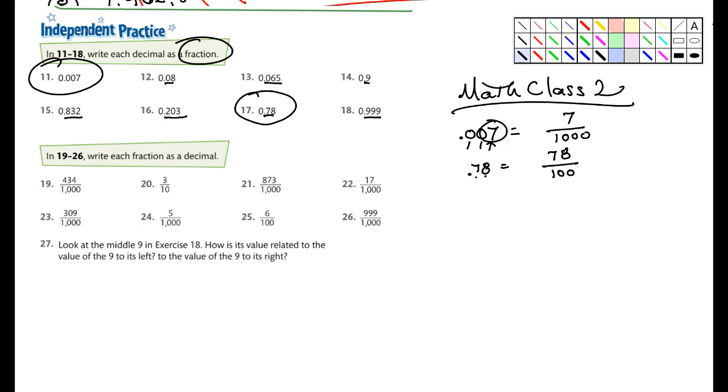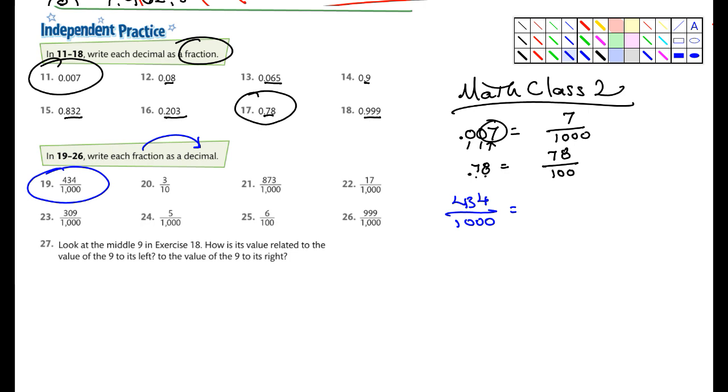How about, let's look at 19. Okay, now these say write each fraction as a decimal. It's just the opposite now. Before it was decimal to a fraction. Now we're doing a fraction to a decimal. And we did a bunch of these today too. So we have 434 over 1,000. Okay, and so we need to convert that to a decimal.